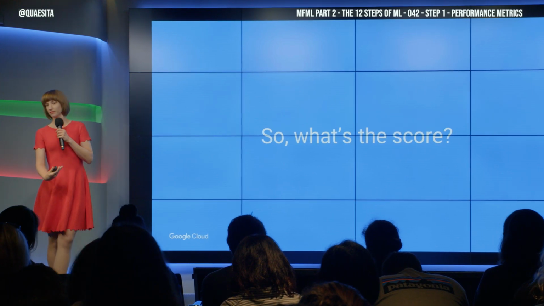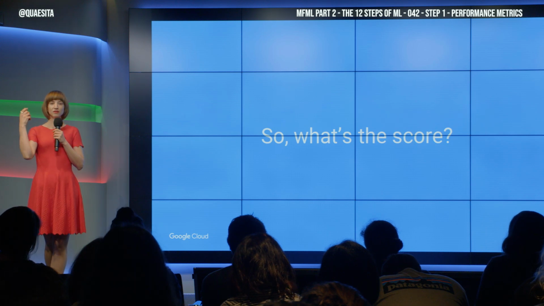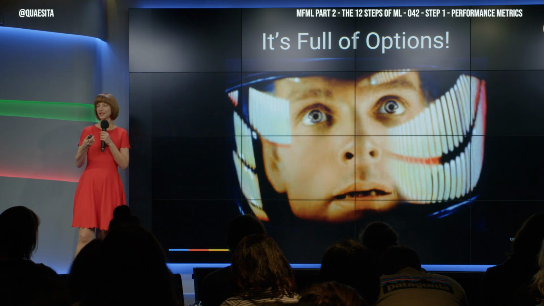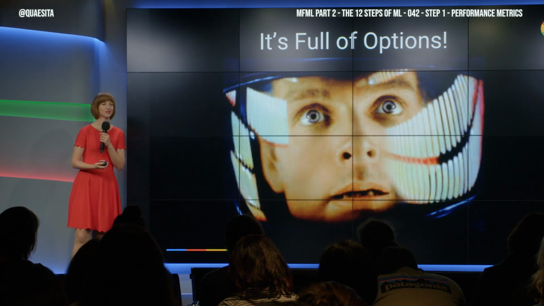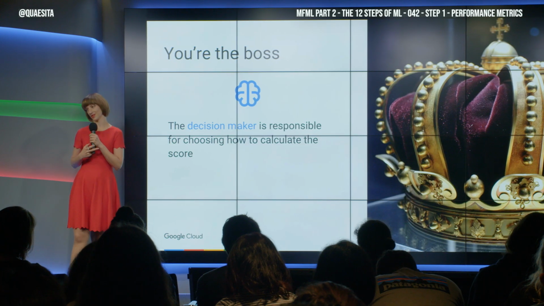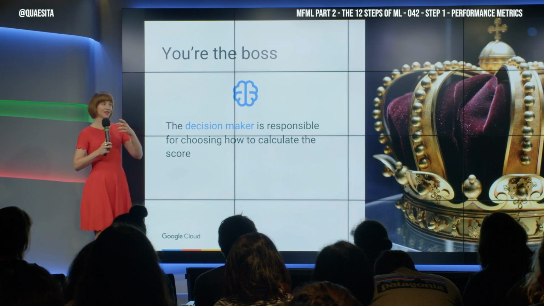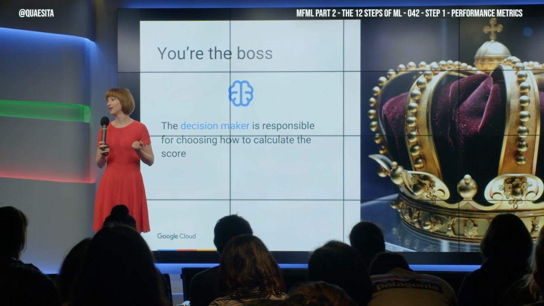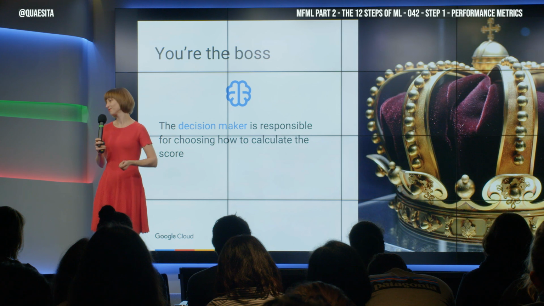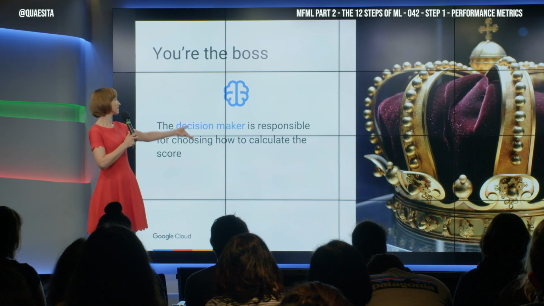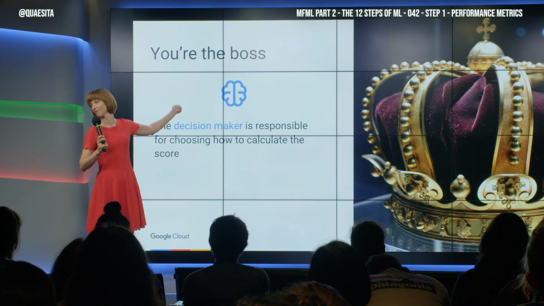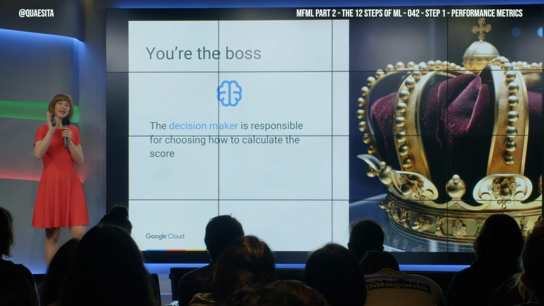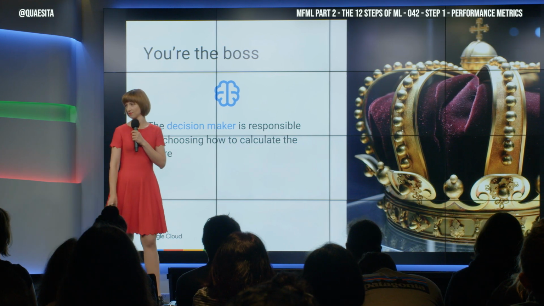So what's the score? Well, the score is up to the decision maker, and there's lots of options. It comes down to what is important to the business. The decision maker chooses this. Decision makers see this whole thing as a board game that you are making. How do you want to score better players versus worse players in your board game, the solve this problem board game? Which outcomes are worse than which other outcomes?